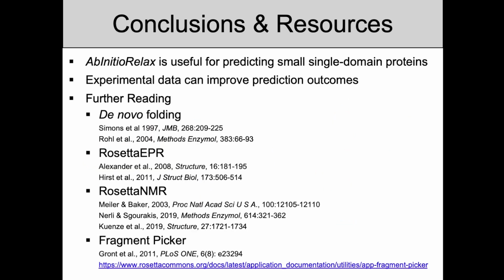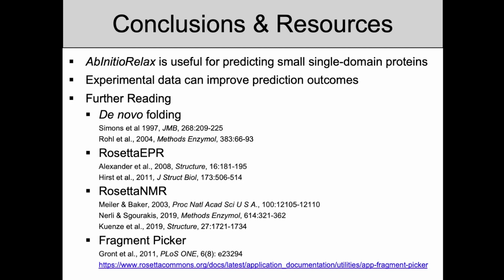well. So to very briefly conclude this talk, AbinitioRelax is a useful protocol for predicting small proteins. Experimental data can be incorporated relatively easily, and this will lead to an improvement in the number of native-like protein structures you end up with. And this protocol has been used extensively for over 2 decades now, and so there are tons of papers covering it and building upon it and highlighting improvements to the protocol. And I would encourage you to check out some of them. I've listed a few here.